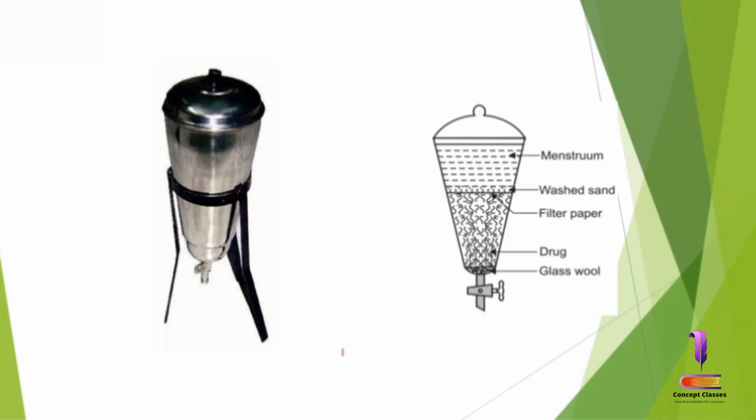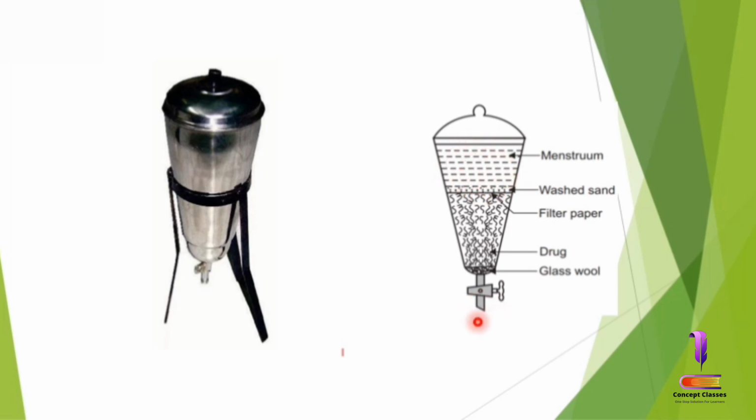You can see this is a percolator. This is a conical shape percolator. So I can show you this portion here. This is the drug bed. The moistened drug is packed here, and over the moistened drug there's a filter paper, and over the filter paper there is a layer of washed sand. And after putting this washed sand, we have to pour the menstruum. This whole portion is the menstruum.